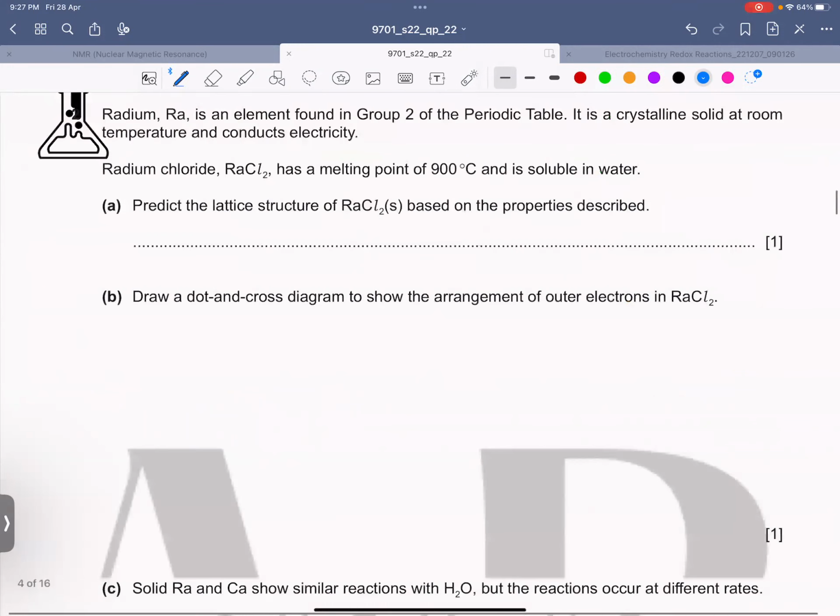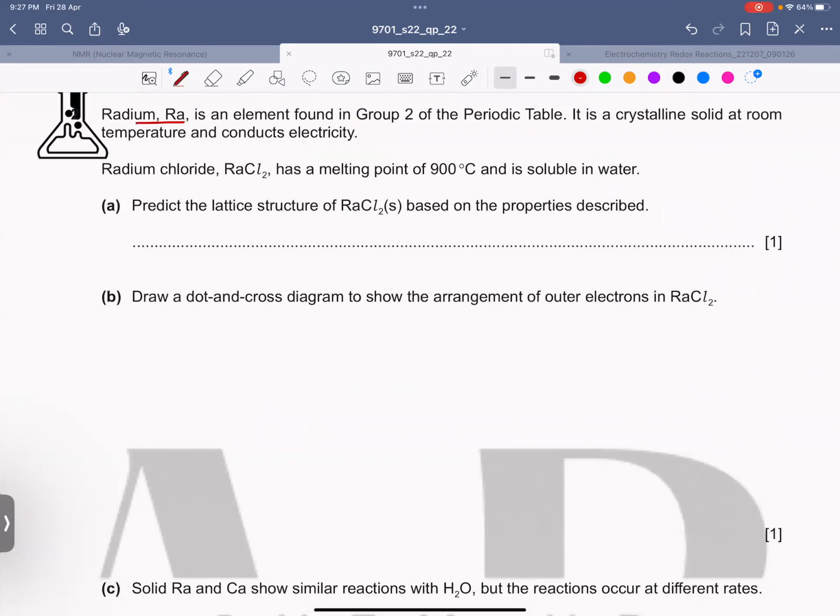Now next part. Radium is an element found in group 2 of the periodic table that is a crystalline solid at room temperature and conducts electricity. Radium chloride, RaCl2, has a melting point of 900 degrees Celsius and is soluble in water. Predict the lattice structure of RaCl2 based on the properties described.